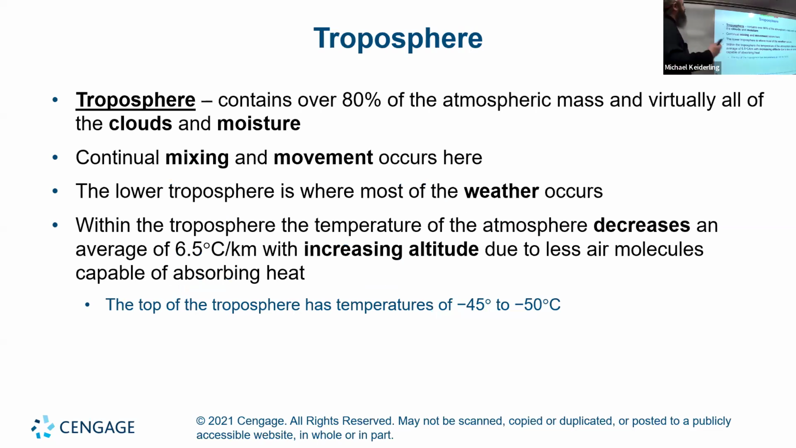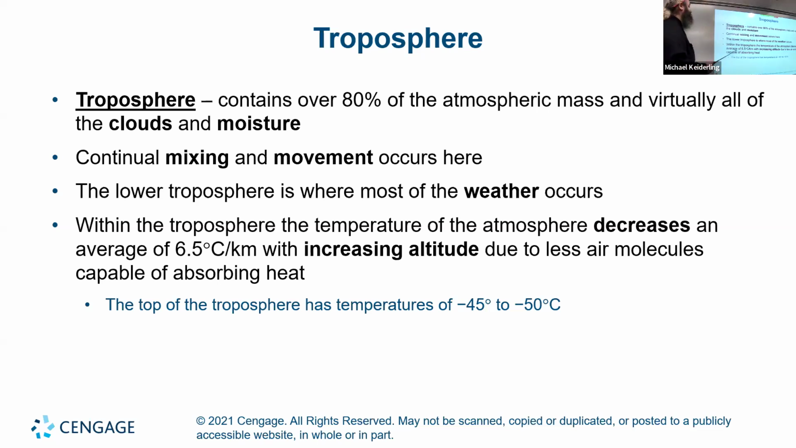The troposphere contains over 80% of the atmospheric mass and virtually all the clouds and moisture. The troposphere is the most complex and varying of the layers of the atmosphere. This is where all the mixing and movement and stuff occurs. The other layers are a lot more stable and less active. And most weather occurs in the lower parts of the troposphere.